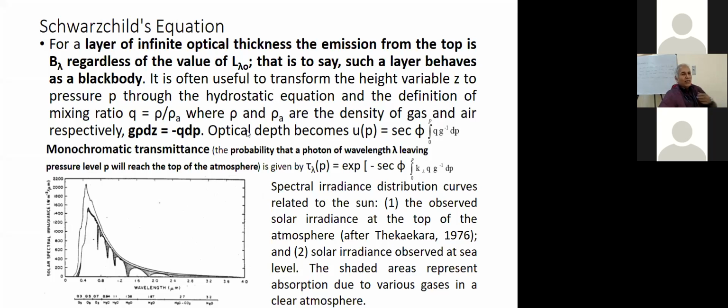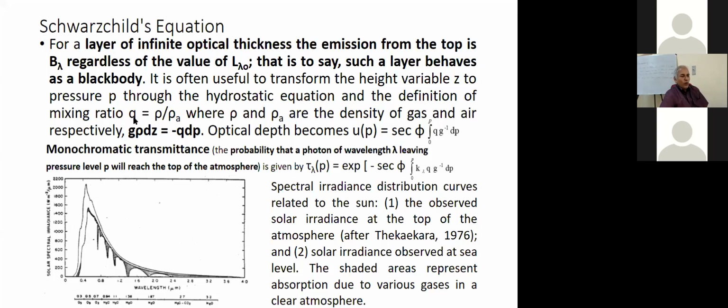The hydrostatic equation is nothing but a balance between the vertically directed pressure gradient force and the gravity force. What one can conclude from the hydrostatic balance is that vertical accelerations are very small and can be ignored. That is the essence of the hydrostatic equation. And one can define the mixing ratio of a constituent gas, q, equal to rho by rho a, where rho is the density of the gas and rho a is the density of air.